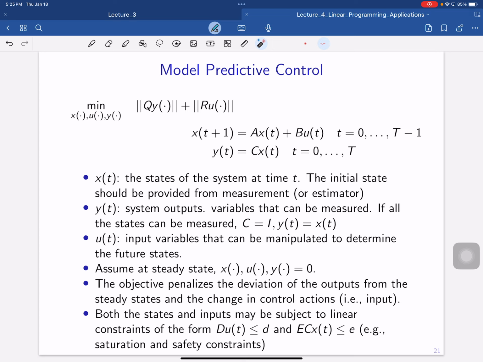Besides those transition constraints, usually we have some constraints on the control, on the manipulated variable, and on the state variable as well, right?